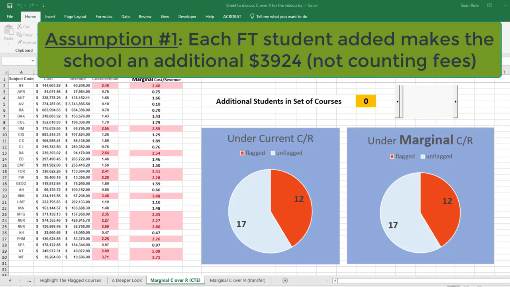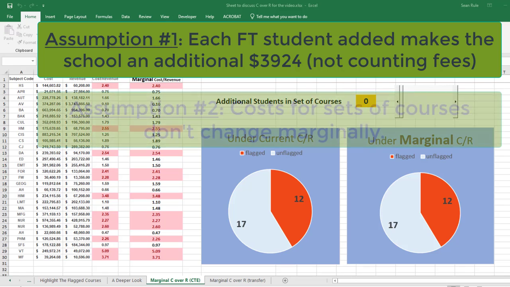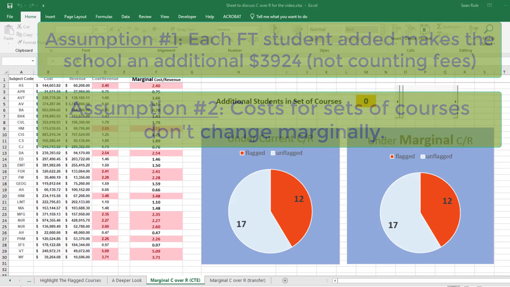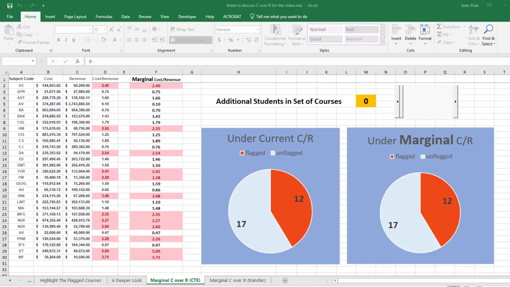For example, if I have 35 students in my math class and I add a 36th, that's just one more kiddo. So cost is going to stay the same, and revenue is going to be increased by approximately $3,600 for each additional student. Now, what you're going to notice is I'm going to go ahead and add a kid to each set of courses. Okay, here we go.